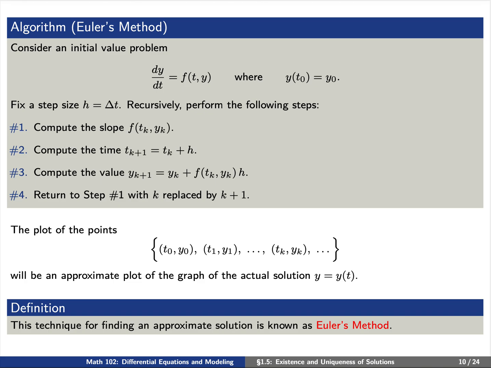The plot of these points, (t0, y0), (t1, y1), and so forth, will be an approximate plot of the graph of the actual solution, y of t. This technique of finding an approximate solution is known as Euler's method.